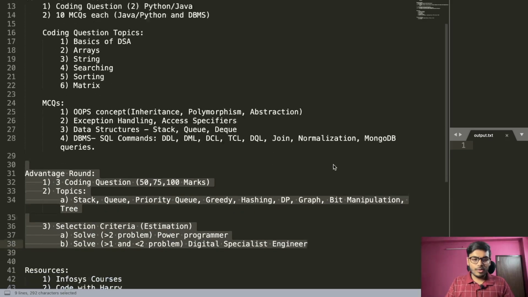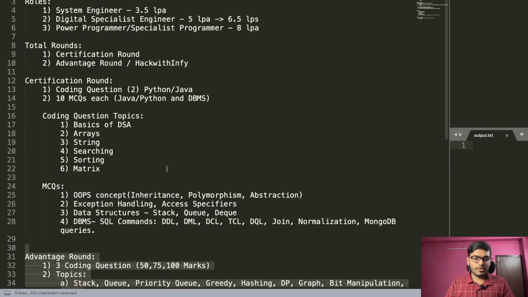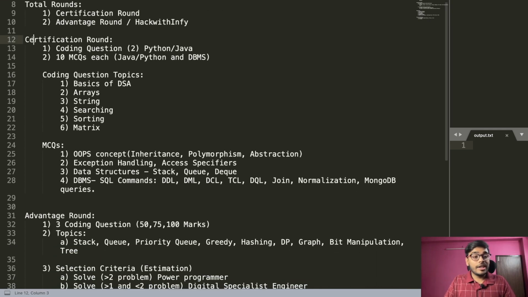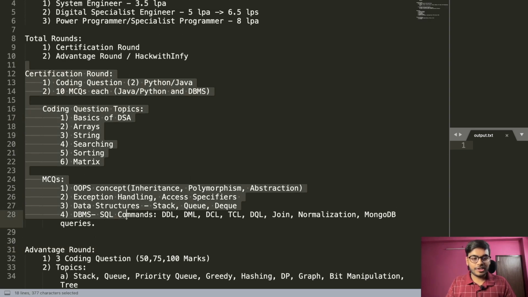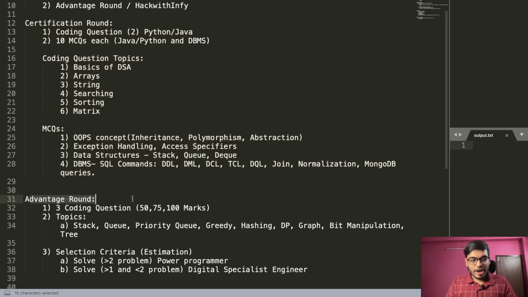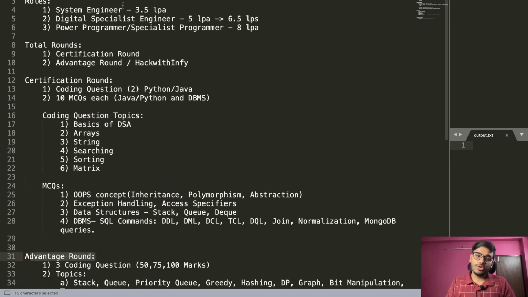Many of you wanted to know when we are going to get the system engineer role. Basically, after clearing the certification round, for example if you are not qualified in the Advantage round, you are going to get the interview call for system engineer. So you qualified the certification round, you appeared for the Advantage round, you didn't qualify, so you will get the interview process for system engineer, right? So yeah, this was everything. I hope you have understood everything.